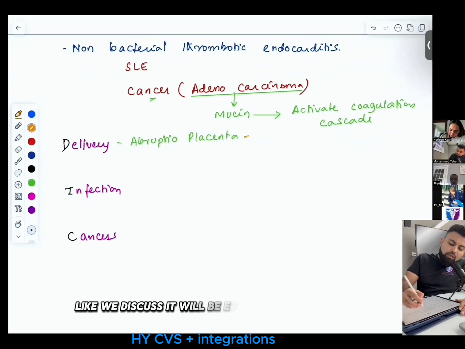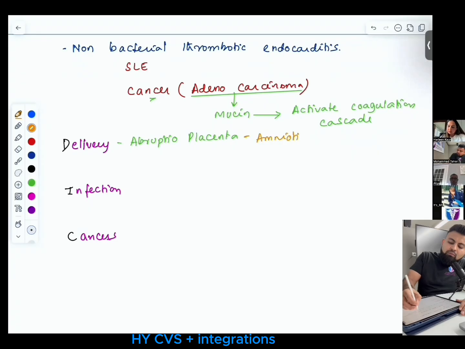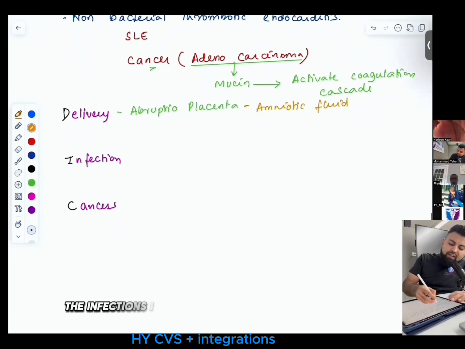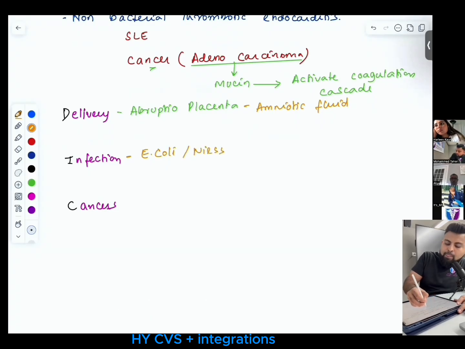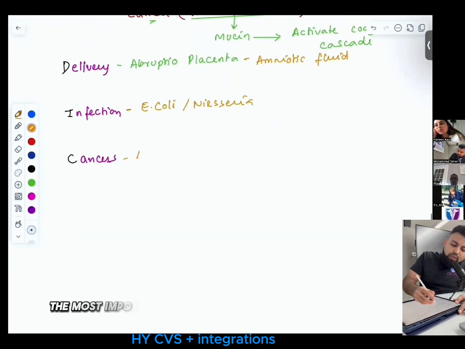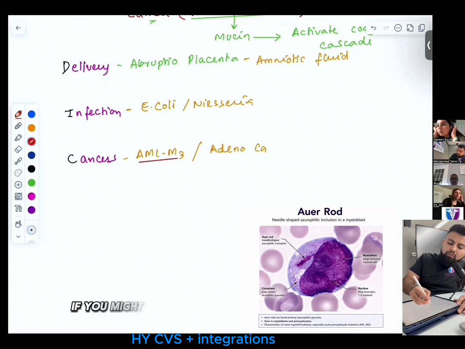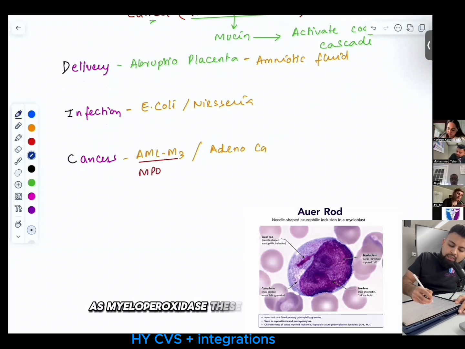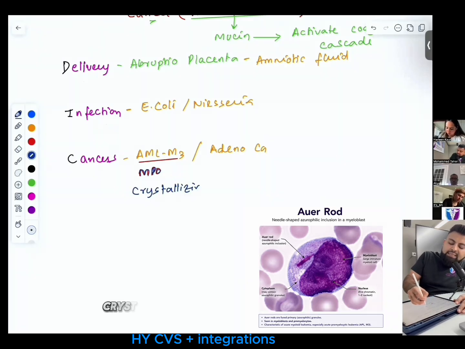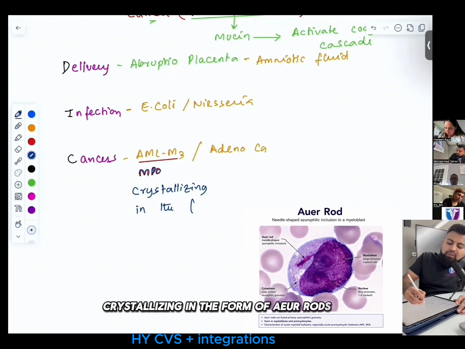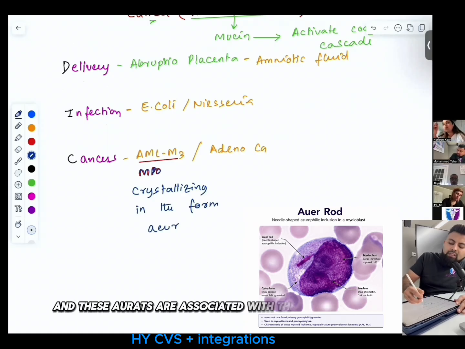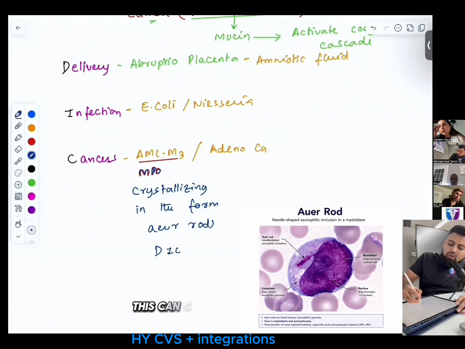Like we discussed, it can even be the amniotic fluid. Right. And the infections are going to be gram-negative organisms, particularly E. coli and Neisseria. And last are the cancers. The most important is acute myeloid leukemia M3 variant, as well as adenocarcinomas. Acute myeloid leukemia M3 variant, you might have studied something called myeloperoxidase. This myeloperoxidase crystallizes in the form of Auer rods. And these Auer rods are associated with DIC and shock. This can cause DIC and shock.